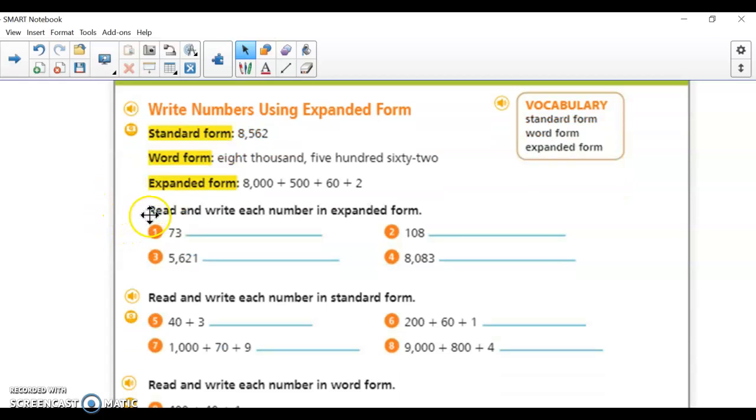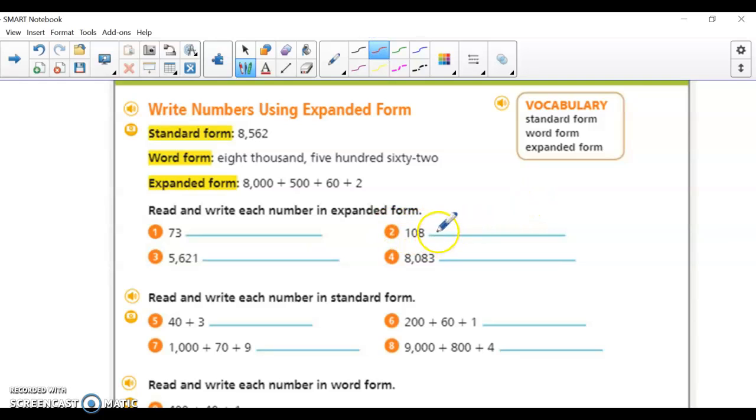And so the first one here says read and write each number in expanded form, right? So we have standard form here. We want to go to expanded form. Okay, well, I could use those cards, and let's do the second one together because that one has a 0 in it. So I want to show you an example with that.